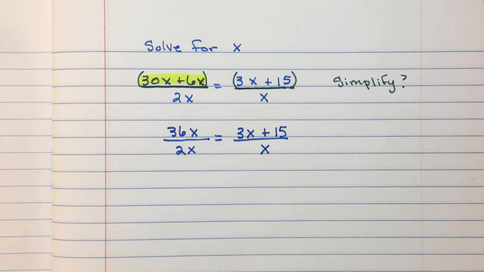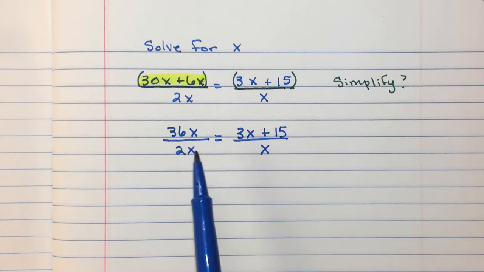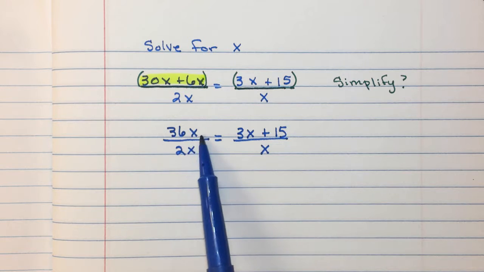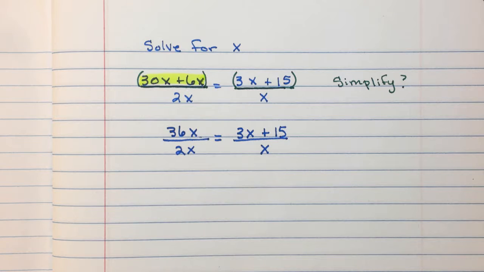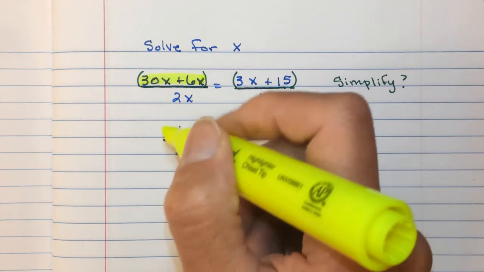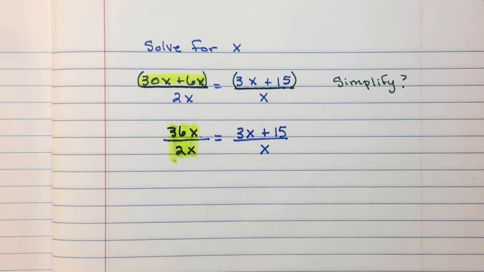Okay, so I'm still going to ask myself the same question. Can I simplify anything here? Well, I'm looking, I have a 36x term and a 2x term, and they're being divided. So yes, I can simplify. I can simplify now by division. I want to point out there's more than one way that you could go about doing this problem, but I'm trying to take it the simplest way of solving it first. So that's another way that I can simplify.